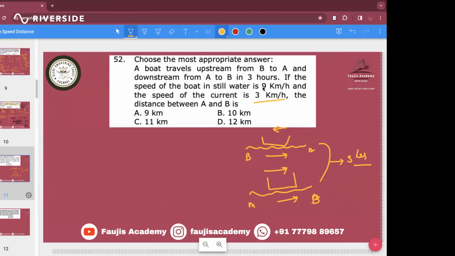3 kilometers per hour. Speed of the boat in still water is 9 kilometers per hour. The distance between A and B we don't know. The time will be D by 9 minus 3 plus D by 9 plus 3, which is equal to 3 hours. We are dealing with kilometers per hour everywhere. So D by 6 plus D by 12 is equal to 3. Now we do the LCM, 2: 2D plus D, 3D by 12 is equal to 3. That means D is equal to 12.